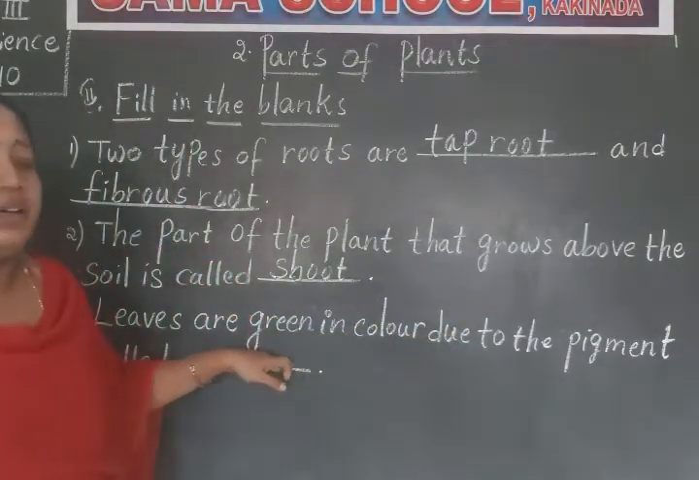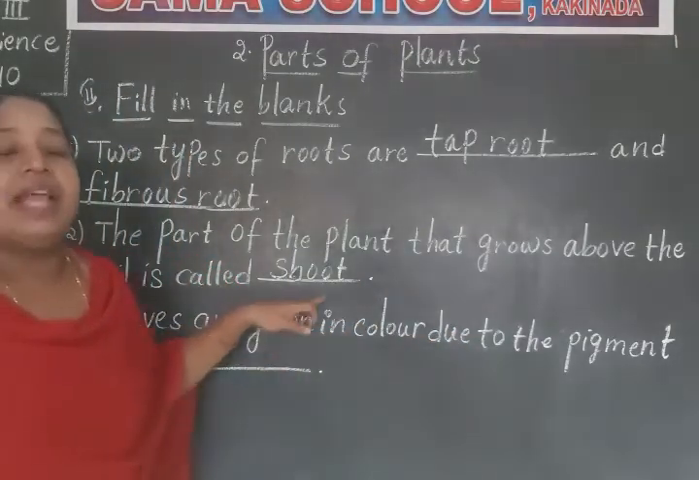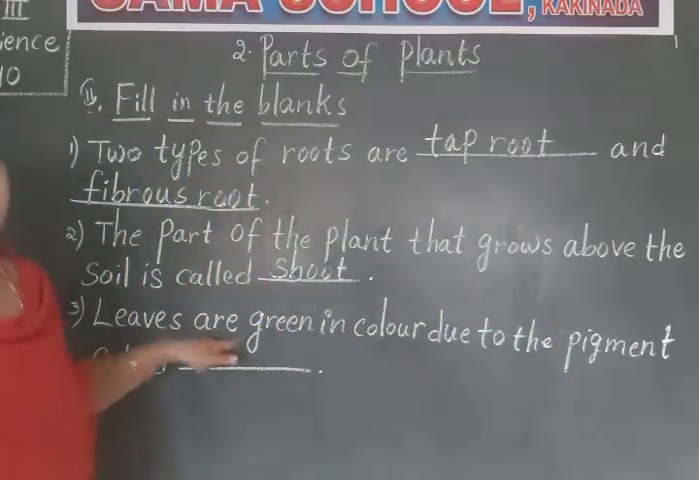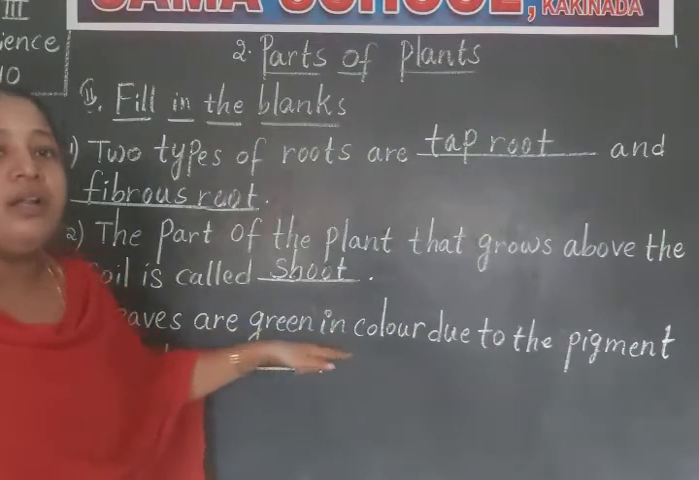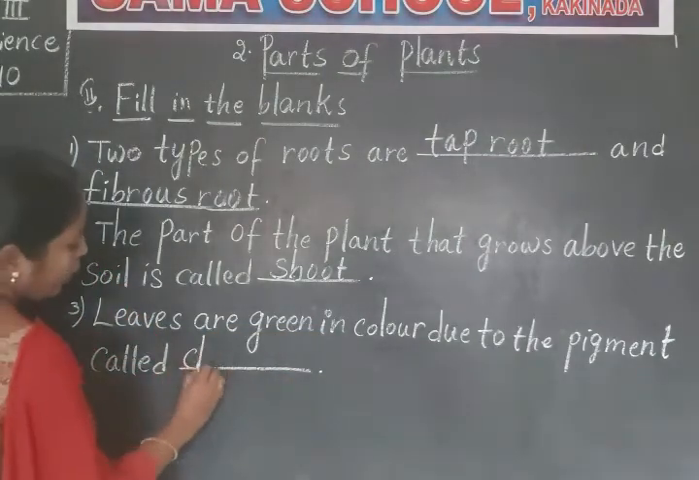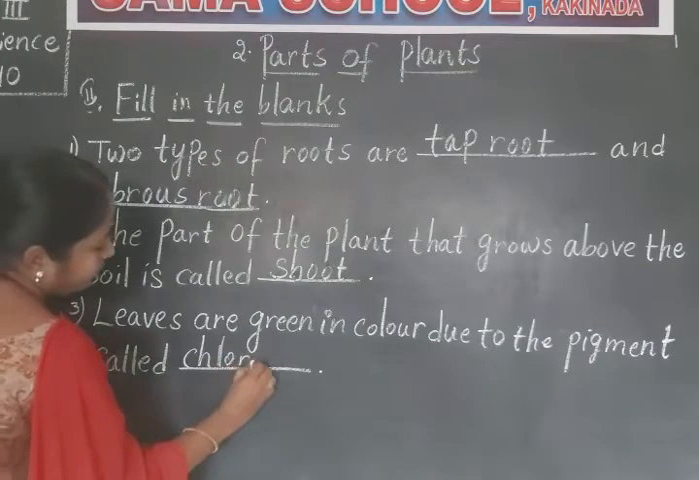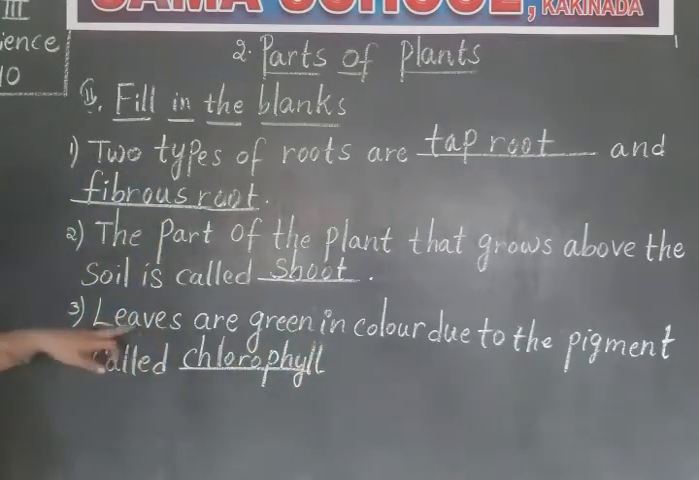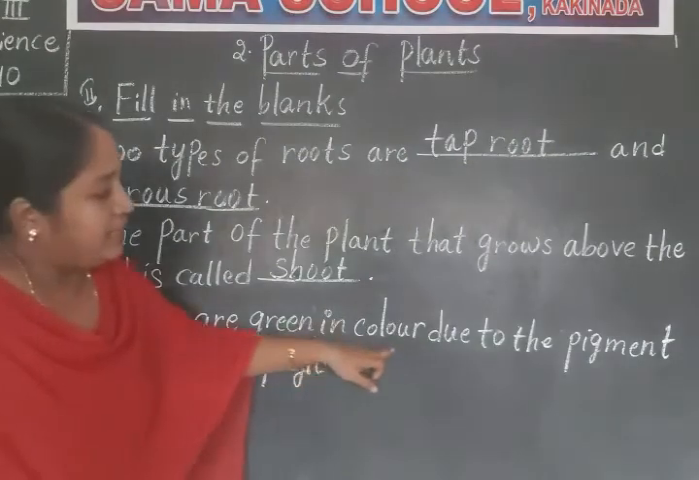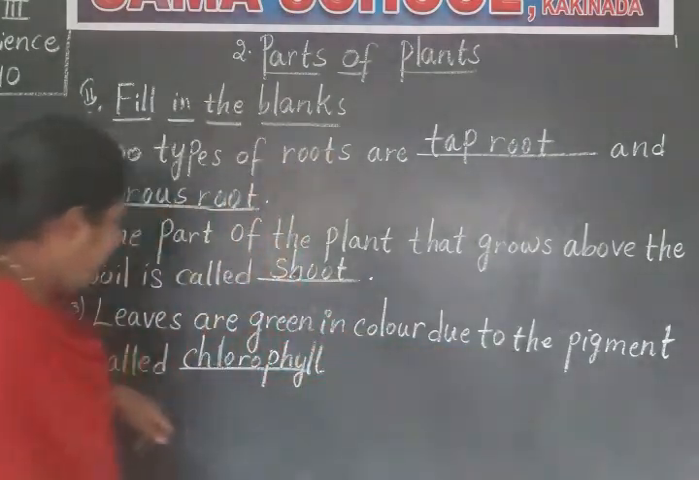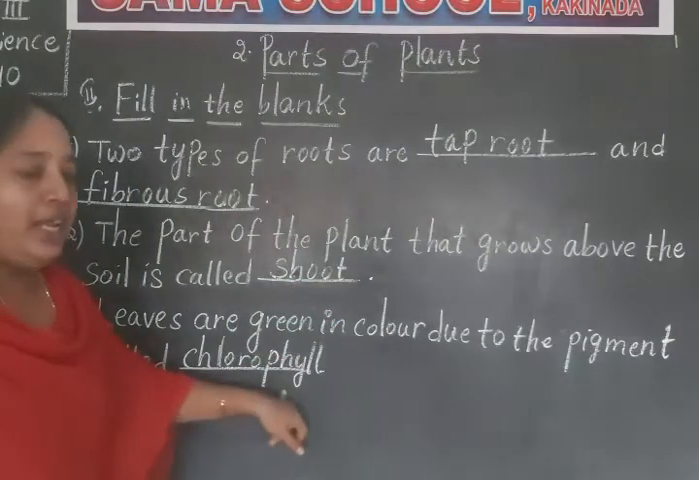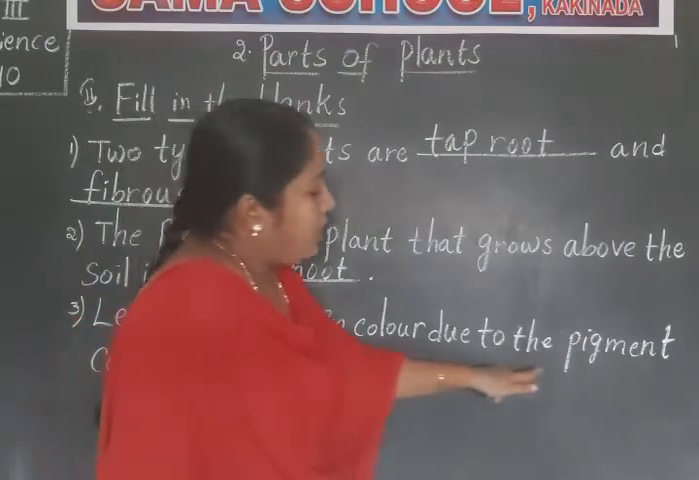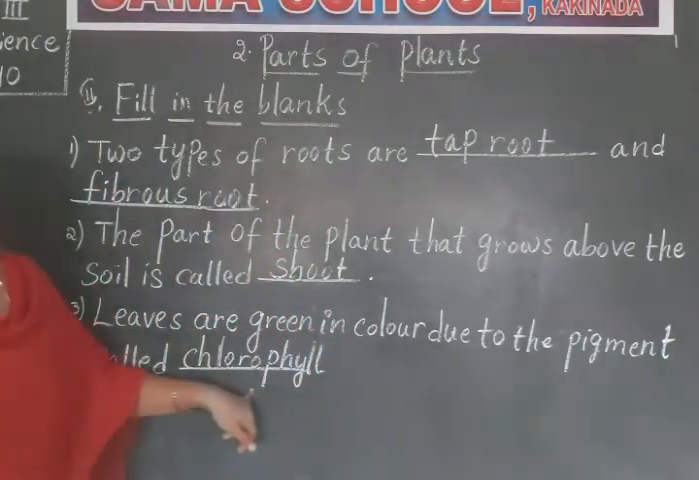Why are they green in color? You have already learned that they have a pigment, green color pigment. That pigment we call it as, tell me children, what is that green color pigment called? Yes, chlorophyll. See the question again. Leaves are green in color due to the pigment called chlorophyll. Again, leaves are green in color due to the pigment called chlorophyll.